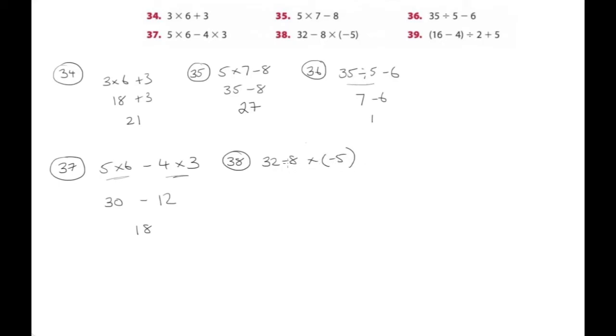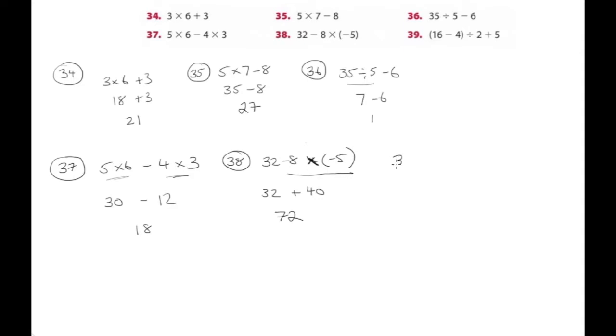So here is a tricky bit. We are going to do this first, so we'll leave the 32 there. Minus 8 multiplied by minus 5. Well, it's a minus by a minus, so it would become a plus. That's 8 by 5, which is 40. 32 plus 40, 72.